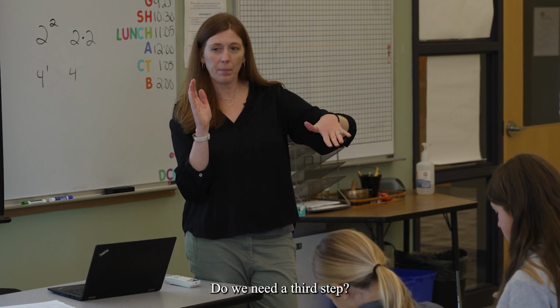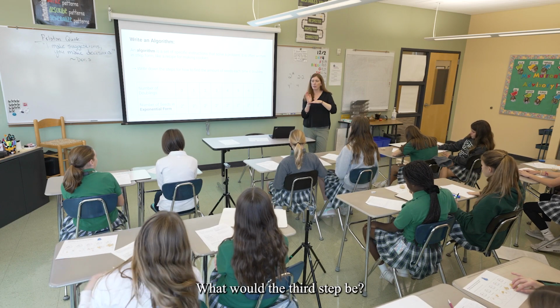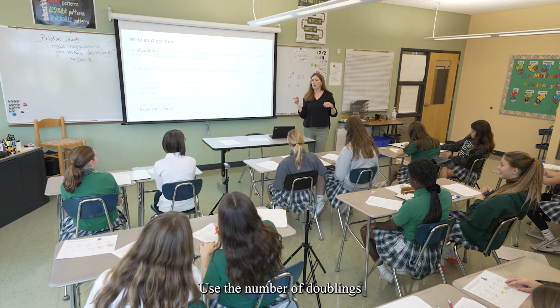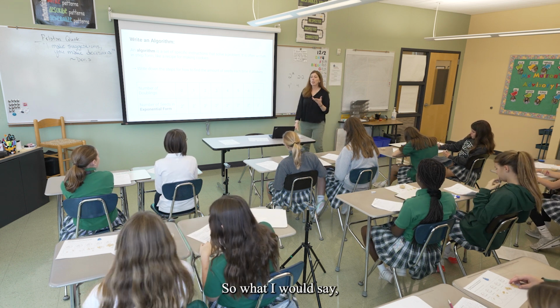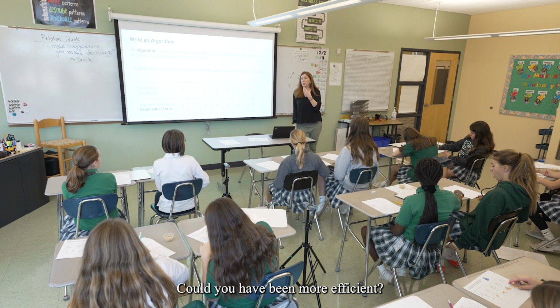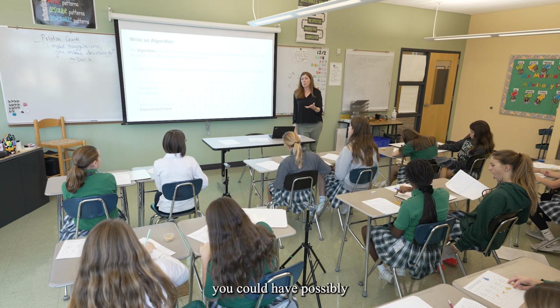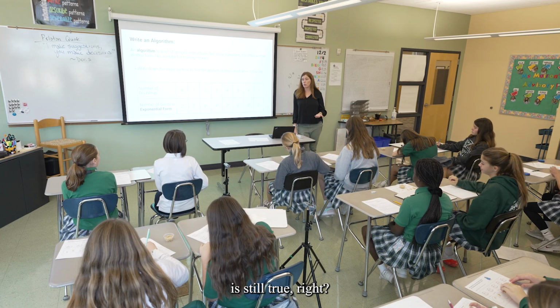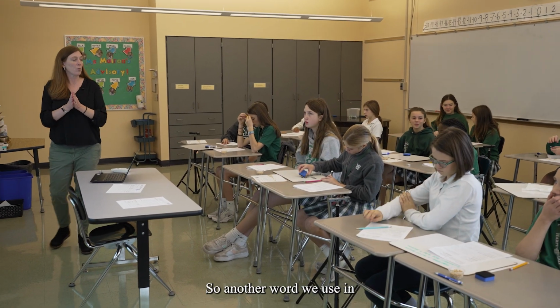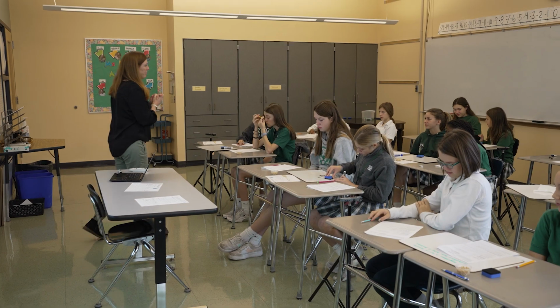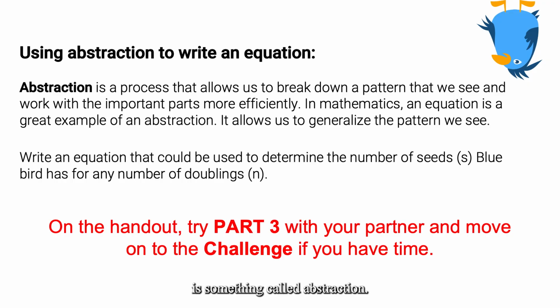Do we need a third step? What would the third step be? Find your answer. Use the number of doublings as an exponent. So what I would say, Luna, is you're not wrong. Could you have been more efficient? Yeah, you could have possibly been more efficient, but what you said is still true, right? So another word we use in computational thinking is something called abstraction. And abstraction is really a process. It's a way of doing something. What it's going to do is allow us to break down a pattern that we see and work with only the important parts more efficiently.